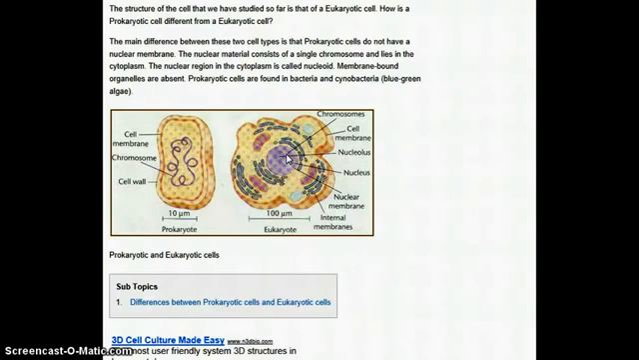Okay? So here's the main difference. Pro means no, eu means yes. Prokaryotic means no nucleus. Eukaryotic means yes, there is a nucleus. I want you to think for yourself, which one would you believe to be the more complex, meaning capable of more organized forms of life?